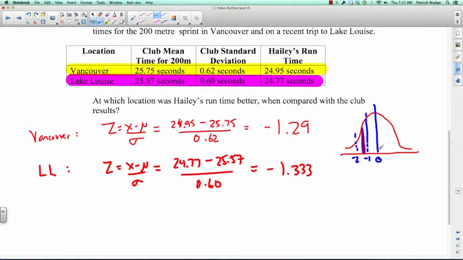She did better, because negative 1.33 is further this way. There are fewer people that did faster than her. In the purple one here, all the people to the left here did a faster time. In the green one, there's a smaller number of people who did a faster time. So this is the better time for Haley. Better time compared to the rest of the group, right? It also happens to be her better time overall.